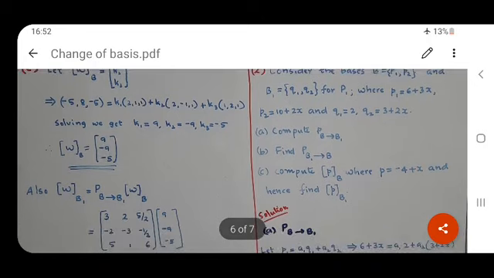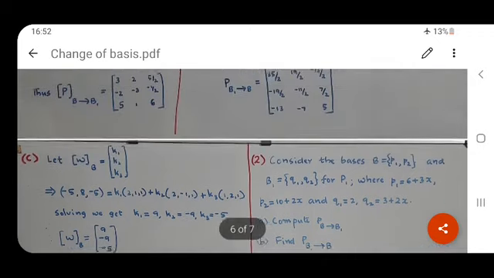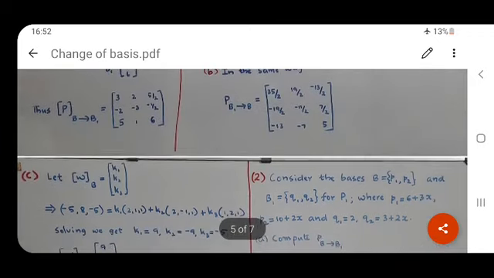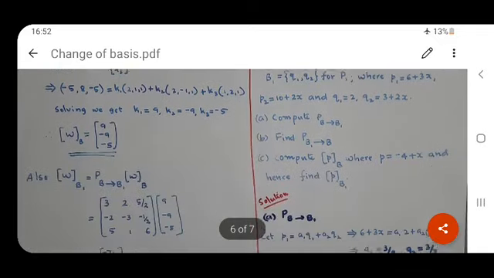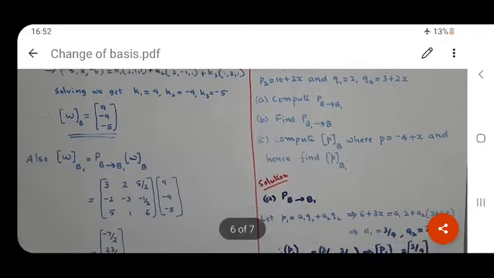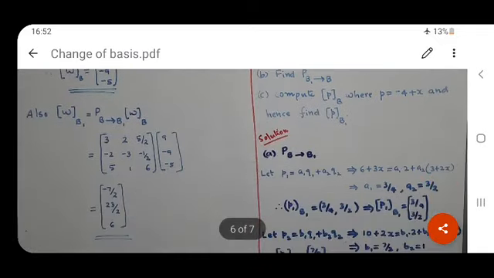Therefore, the matrix of w relative to B1 is equal to the transition matrix from B to B1 times the matrix of w relative to B, which is already computed. B to B1 is the matrix with rows (3, 2, 5/2) and so on, multiplied by (9, -9, -5). So we will get (-7/2, 23/2, 6). That particular column matrix is the corresponding matrix.